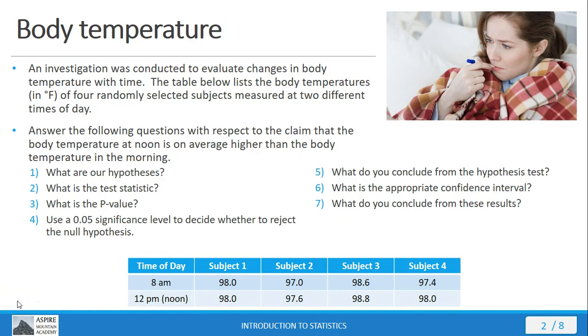Notice we're asked our typical standard questions about the hypothesis testing and the confidence interval. The claim that we're asked to evaluate is that the body temperature at noon is on average higher than the body temperature in the morning. And so we're going to be looking at these questions with respect to this claim.